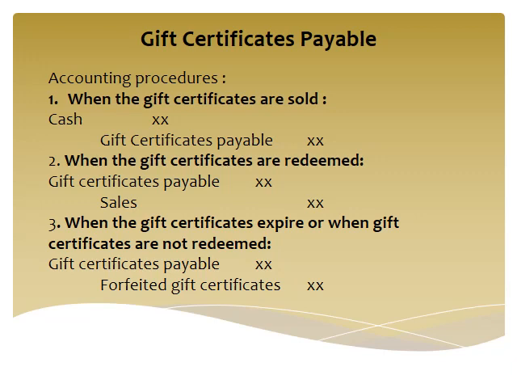The accounting procedures for this: number one, when the gift certificates are sold, we receive cash, so debit cash, and then we have the liability, credit gift certificates payable. Number two, when the gift certificates are being redeemed, we don't have the liability anymore, so debit gift certificates payable and then credit sales.